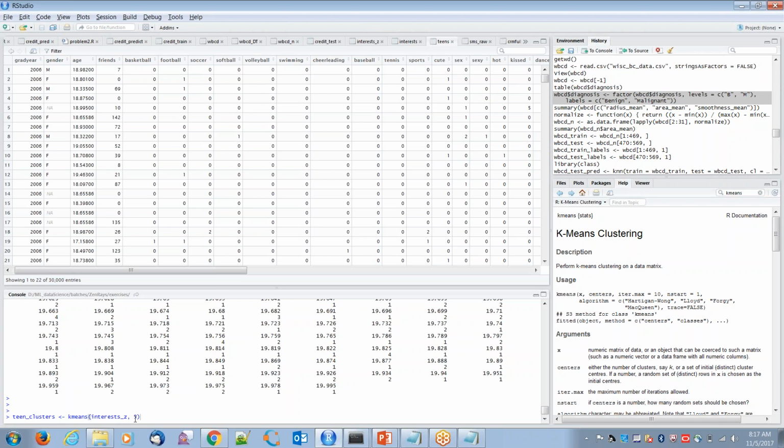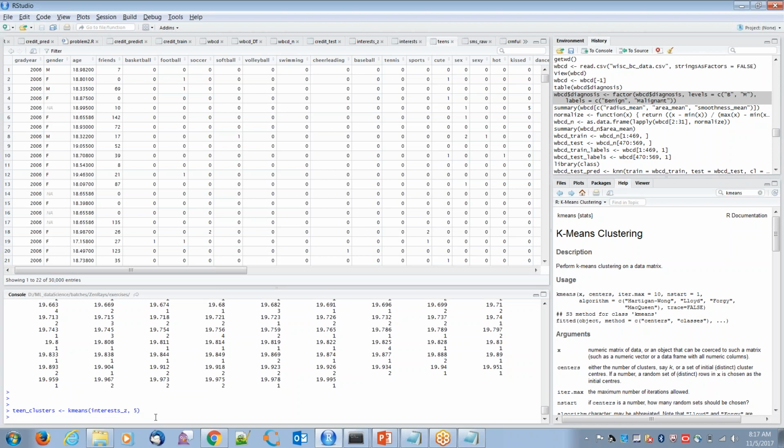Initially 5 data points will be randomly selected, then the distance between all the data points with respect to these 5 data points will be calculated, then the center will be recalculated for those 5 clusters. Since the clusters have changed, some data points might move from one cluster to another. Then once again the cluster center will be recalculated, and so on. The algorithm will stop when there is no further movement of any point from one cluster to another. Okay, so let's run this. Okay, so we have got it.